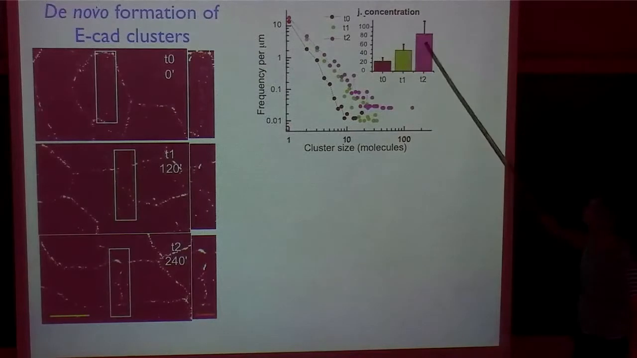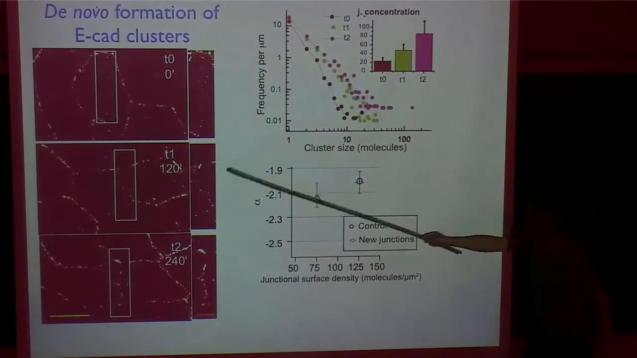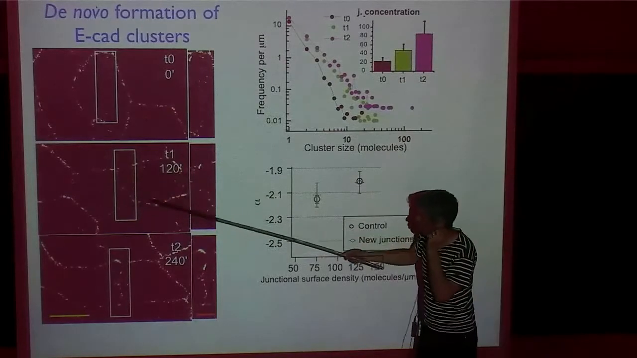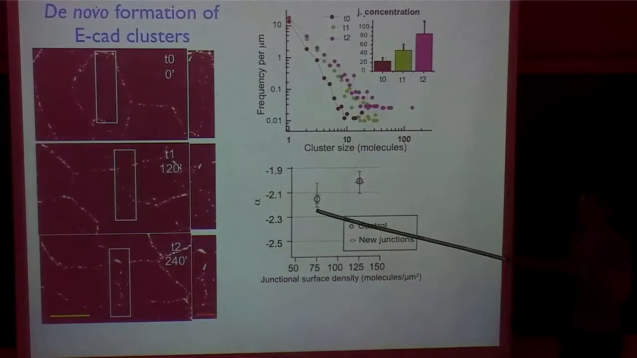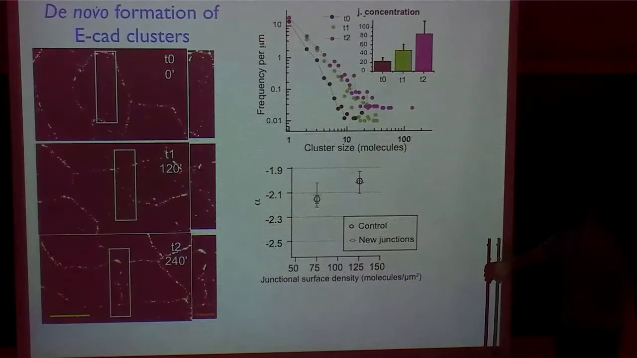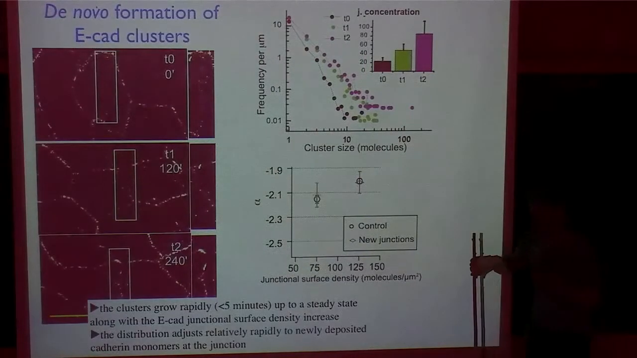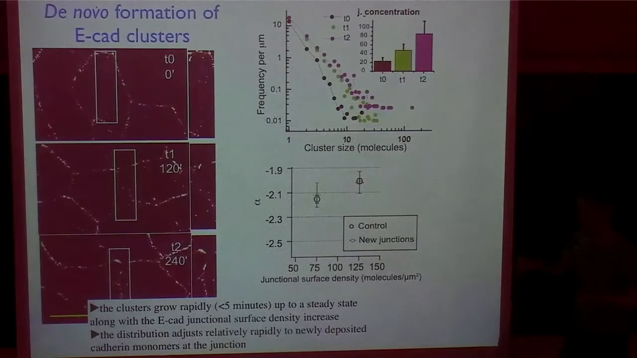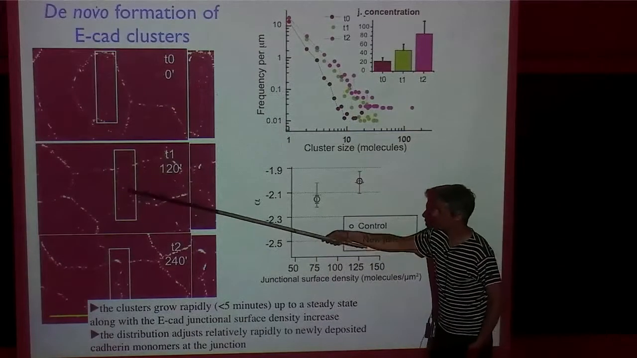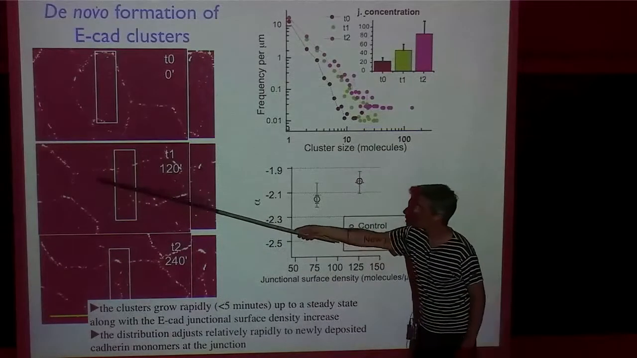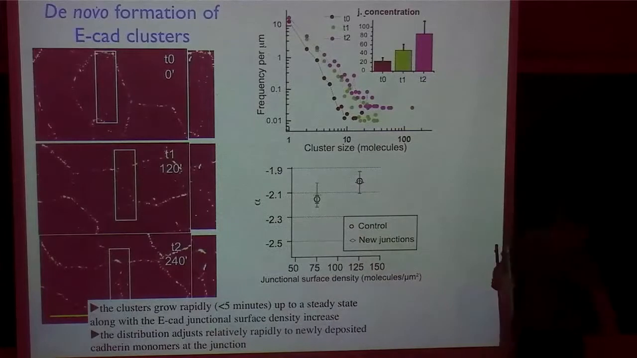It increases along with the concentration at junctions. And in fact, even in this case, a few minutes after the formation of the new contact, you get an exponent which is the one you have for more mature junctions at the same density of E-cadherin. So this shows that the clusters grow rapidly, in a few minutes, up to a steady state which changes with the surface density of E-cadherin, and the distribution adjusts relatively fast to molecules which are deposited either by trafficking or by diffusion of molecules from transverse junctions.